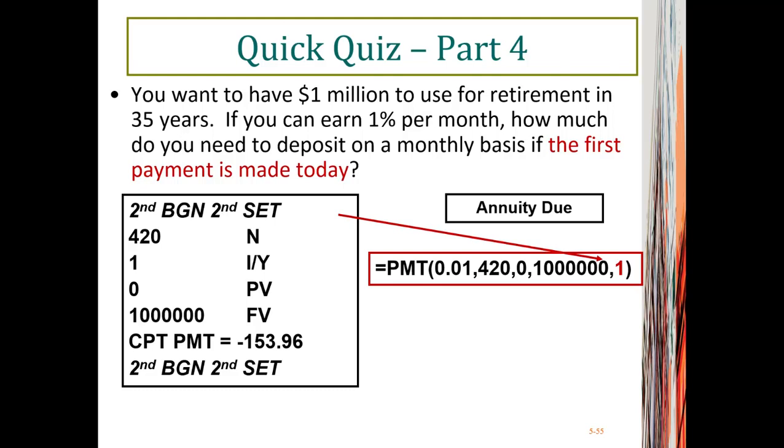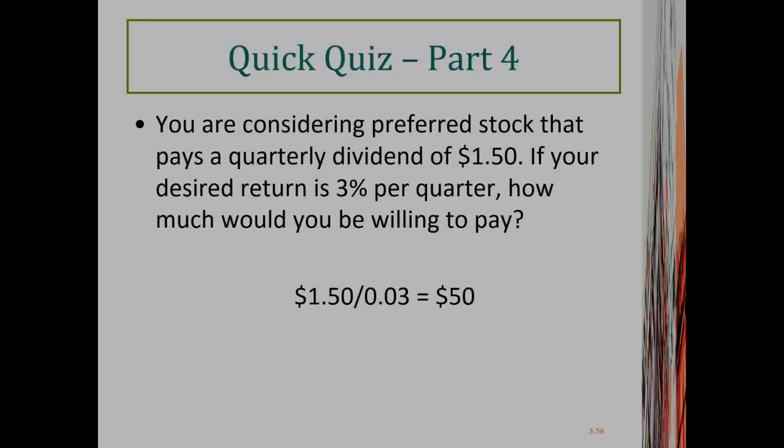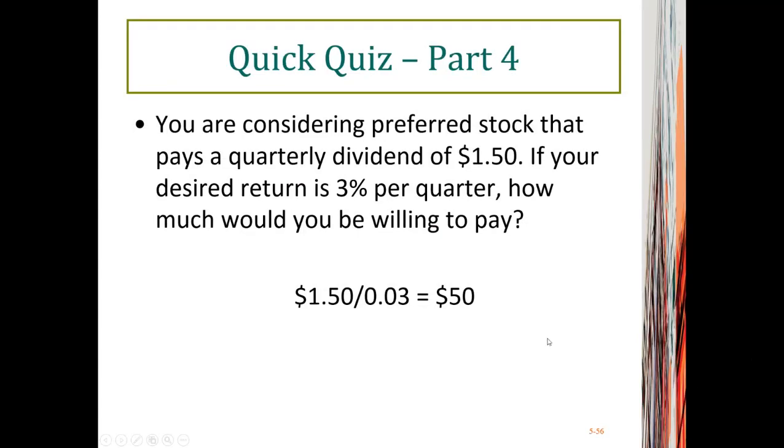When you do CPT PMT, then you will see negative 153.96. That is the monthly payment you need to make to get the $1 million if you decide to deposit money at the beginning of every month. At the end of this question, don't forget to go back to the END mode by pressing 2nd PMT, 2nd ENTER.